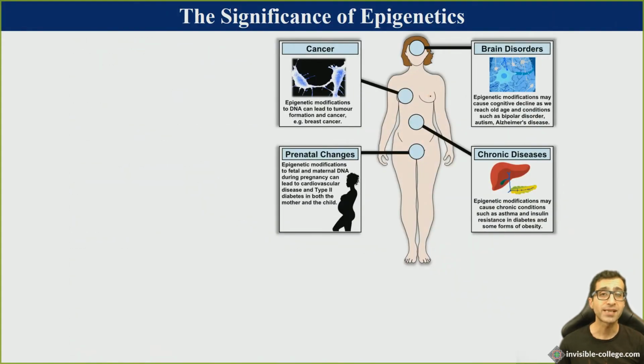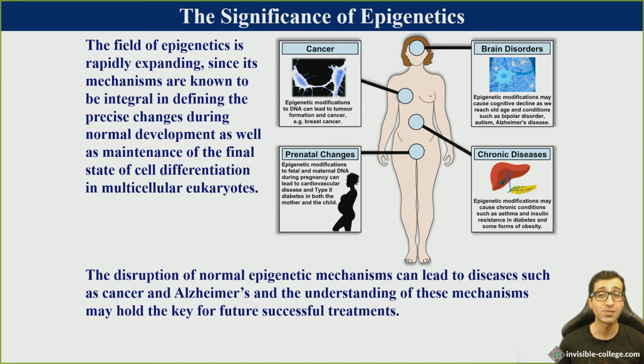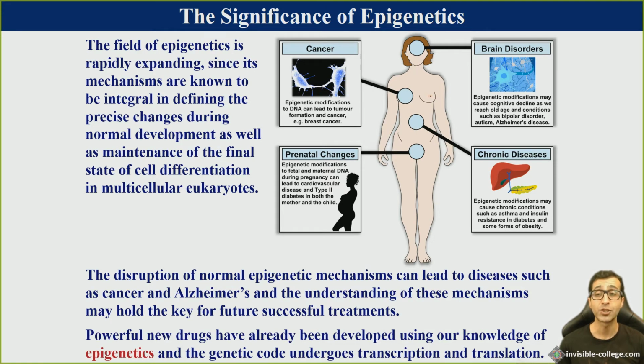The field of epigenetics is rapidly expanding because these mechanisms are known to be integral in defining the precise changes during normal development, as well as maintenance of the final state of cell differentiation in multicellular eukaryotes. The disruption of the normal epigenetic mechanisms can lead to diseases such as cancer, Alzheimer's disease, and so on, and the understanding of these mechanisms may hold the key for future successful treatments for these conditions. Powerful new drugs have already been developed using our knowledge of epigenetics and the genetic code, how the genetic code undergoes transcription and translation, and the epigenetic control of these processes.